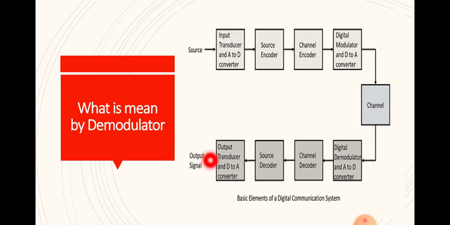Now suppose your friend B is here. The incoming signal is demodulated and the output transducer converts the digital data into analog form, and the electrical form into the sound waveform. Then person A can communicate with person B. Person A's original sound signal can be heard by person B in the form of sound itself. So this is what demodulation is.